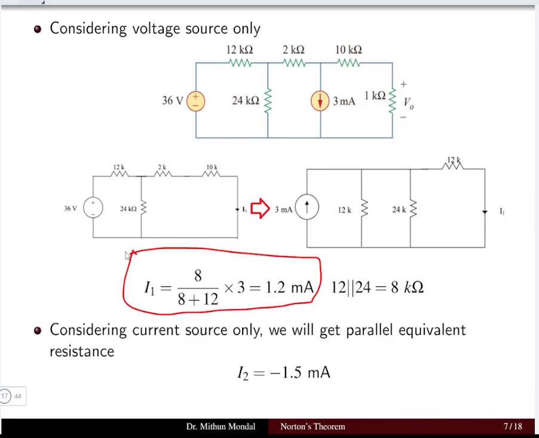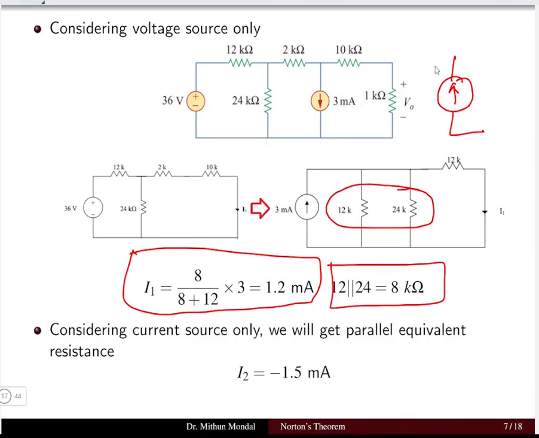So we can find the equivalent resistance of these two, which is equal to 8 kilo ohms. Now our circuit will be like this. We will have a 3 milliampere current source, one resistance of 8 kilo ohms, which is the parallel combination of 12 and 24, and then a resistance equal to 12 kilo ohm. Now we have to determine the current I1 flowing here. It means the same current will be flowing through the 12 kilo ohm resistor.